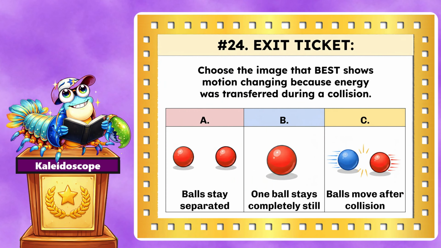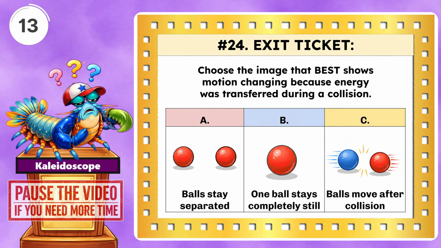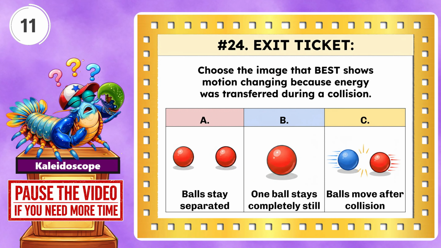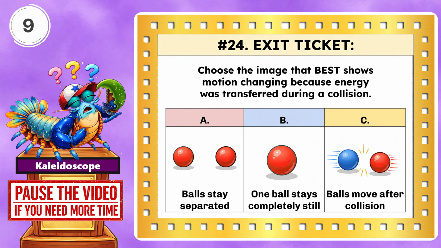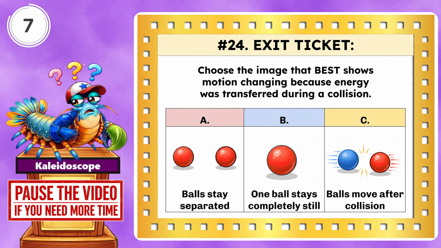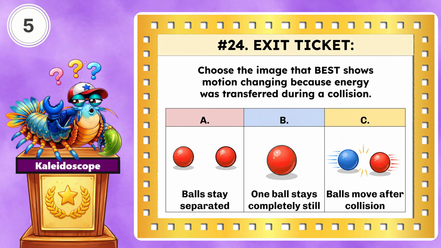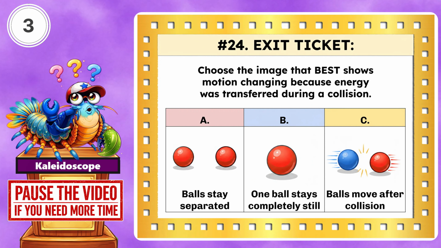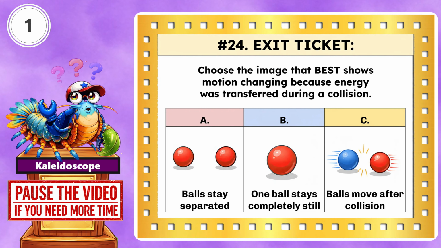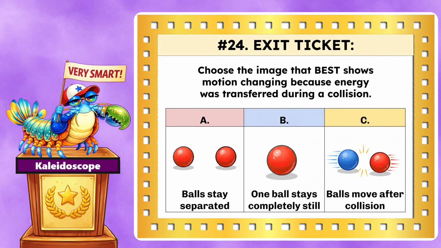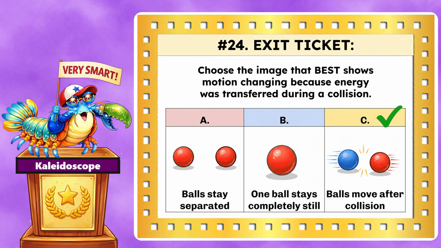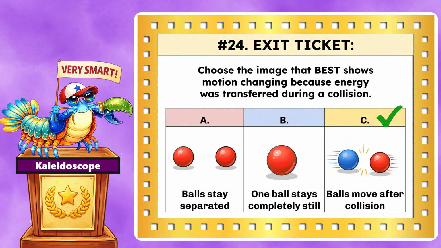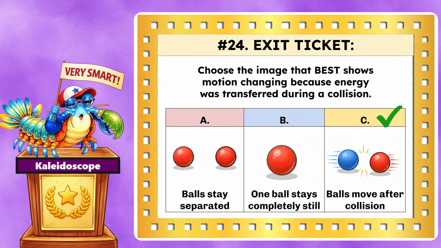Choose the image that best shows motion changing because energy was transferred during a collision. And the correct answer is letter C. Balls move after collision.